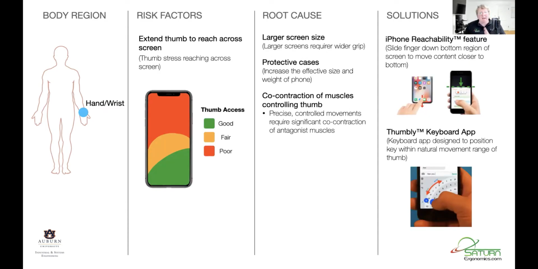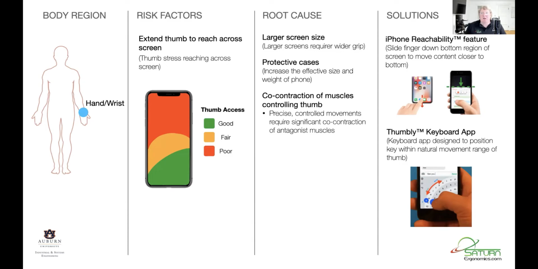This is interesting. We look at the hand and the wrist, extended reach across the screen, the thumbs reaching across the screen. And that's particularly stressful with the larger phones. If we look at the root causes, the large screen size, the protective cases make the phone larger and bulkier than it is. But really important is the co-contraction of muscles controlling the thumb. When we have precise controlled movements, they require significant co-contraction of the antagonist muscles. So you can't just flop your thumb over there. The other muscles that are the co-contractors really come into play when you're doing precise control like that.